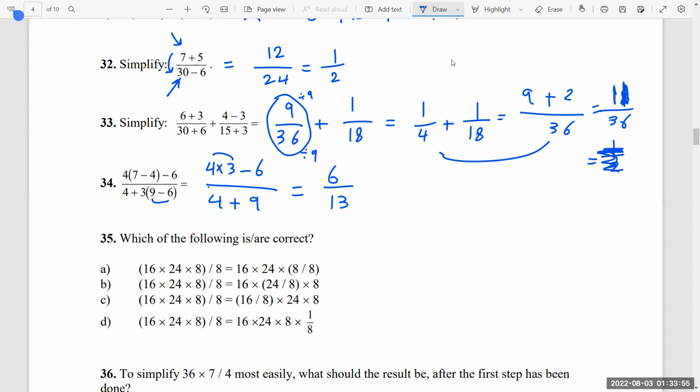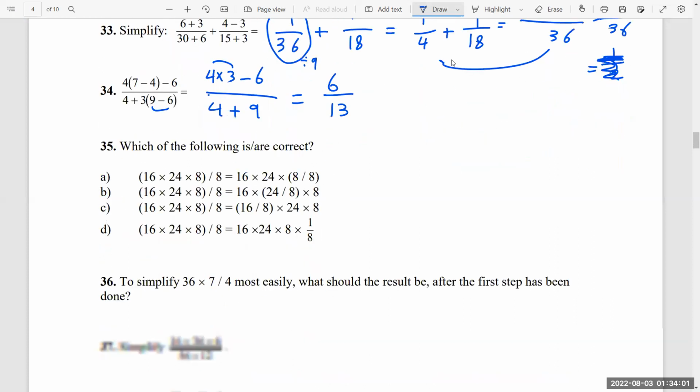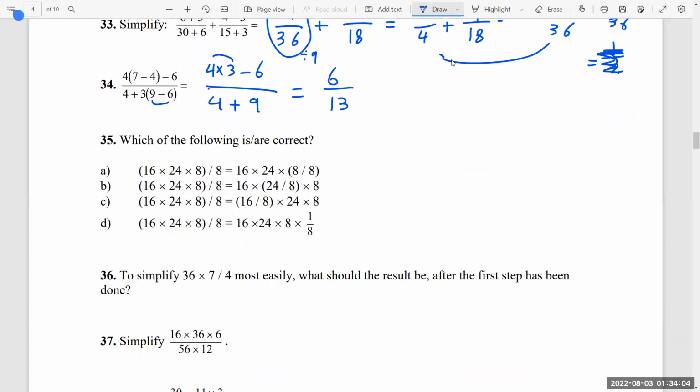Next one, which of the following is correct? In number 35, look at this one. 16 times 24 times 8, all divided by 8. You can divide only 8 by 8.